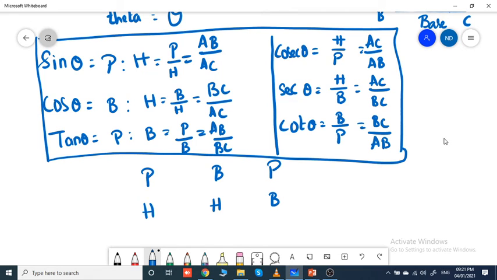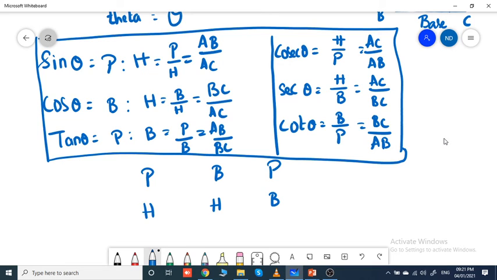Just see here, P by H. What is that? First one, that is sin theta. Next, B by H, cosine theta. Next, P by B, that is tangent theta, tan theta. And again, if you reverse this, H by P is cosecant theta. Next, H by B is secant theta. And next, B by P is called cotangent theta.